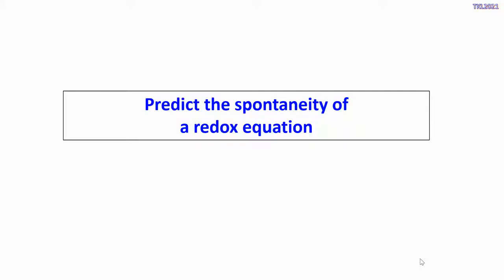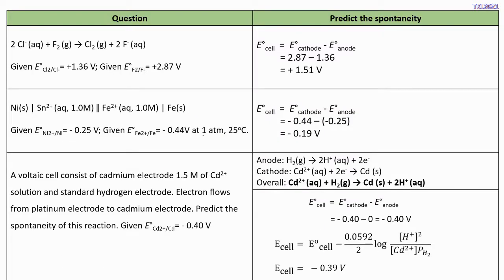Predict the spontaneity of a redox equation. Okay, so how do we predict, how do we know if they are spontaneous or non-spontaneous? Okay, so first of all, you must identify which one is anode and which one is cathode.